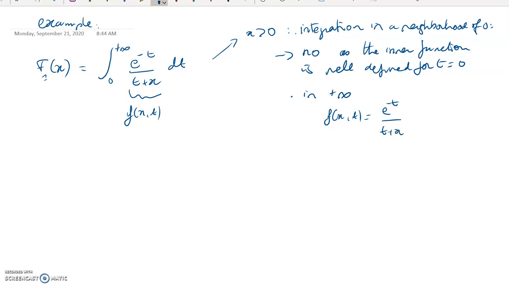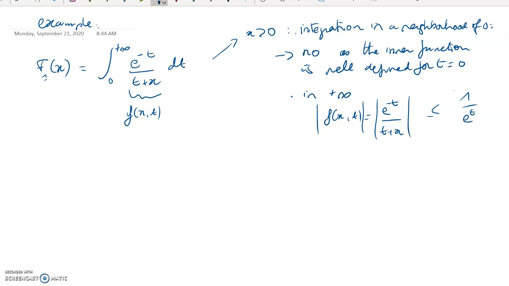Okay, so choose any strictly positive value of x. What would you say about the function e of negative t divided by t plus, let's say, 3, in terms of integration at infinity? Well, there's no problem, because after some point at least, it's going to be smaller or equal to 1 over e of t, for instance, and this is a well-bounded integral function, so we can go further.